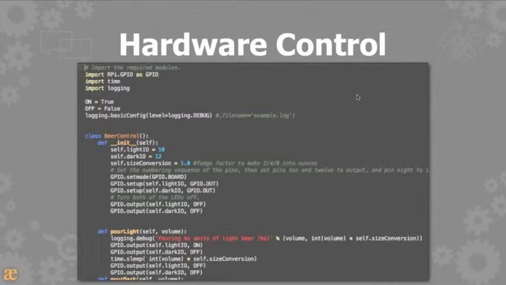Then we need to take our beer control class and take that information and do something with it. So we did all of this in Python. The Raspberry Pi is very Python oriented. It's already got a hardware control set of modules that are available for it. So the very first import you see is the RPi.GPIO.